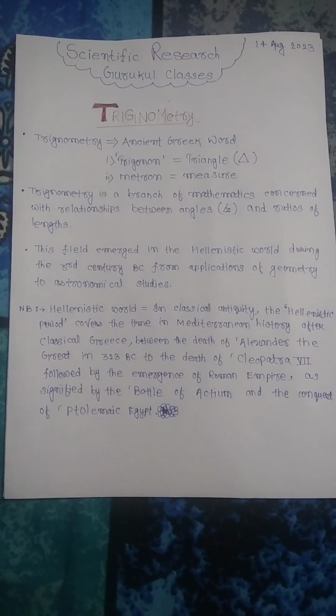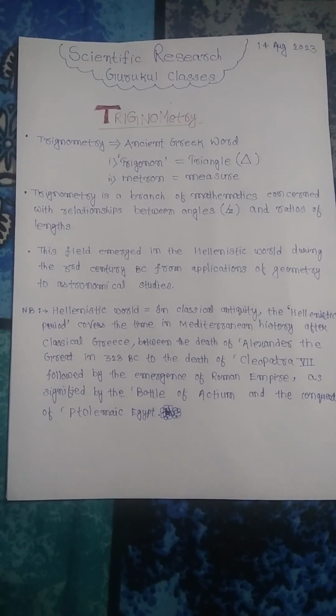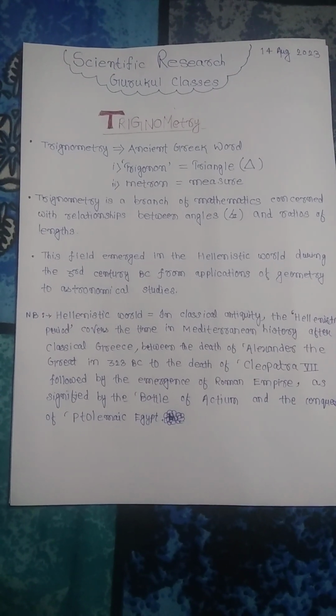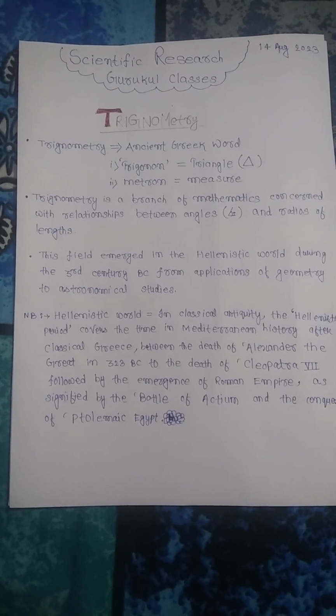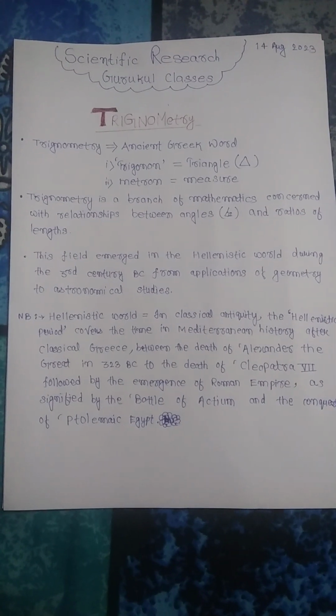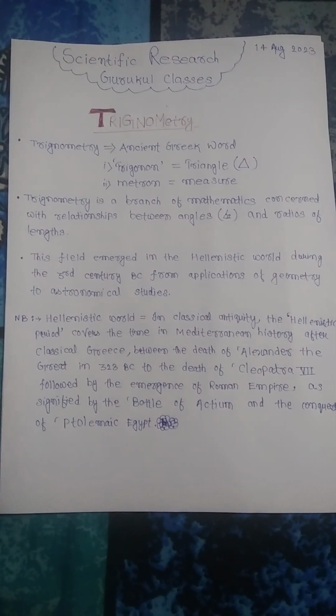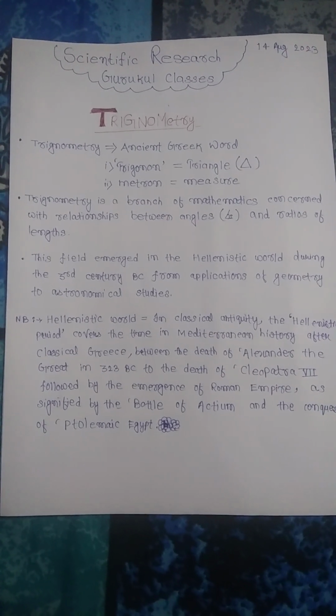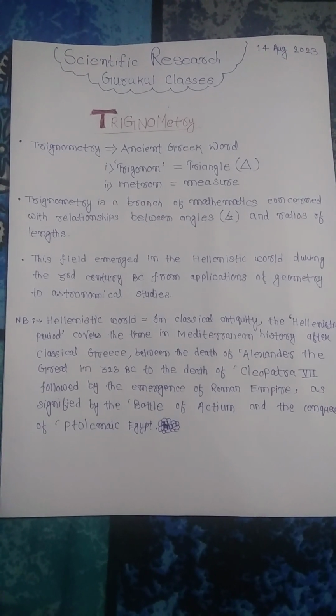Today we will discuss the history of trigonometry and the basic concept of trigonometry. So here we start. Basically, the word trigonometry is derived from two ancient Greek words. First is trigonon and another one is metron. Trigonon means triangle and metron means measure.